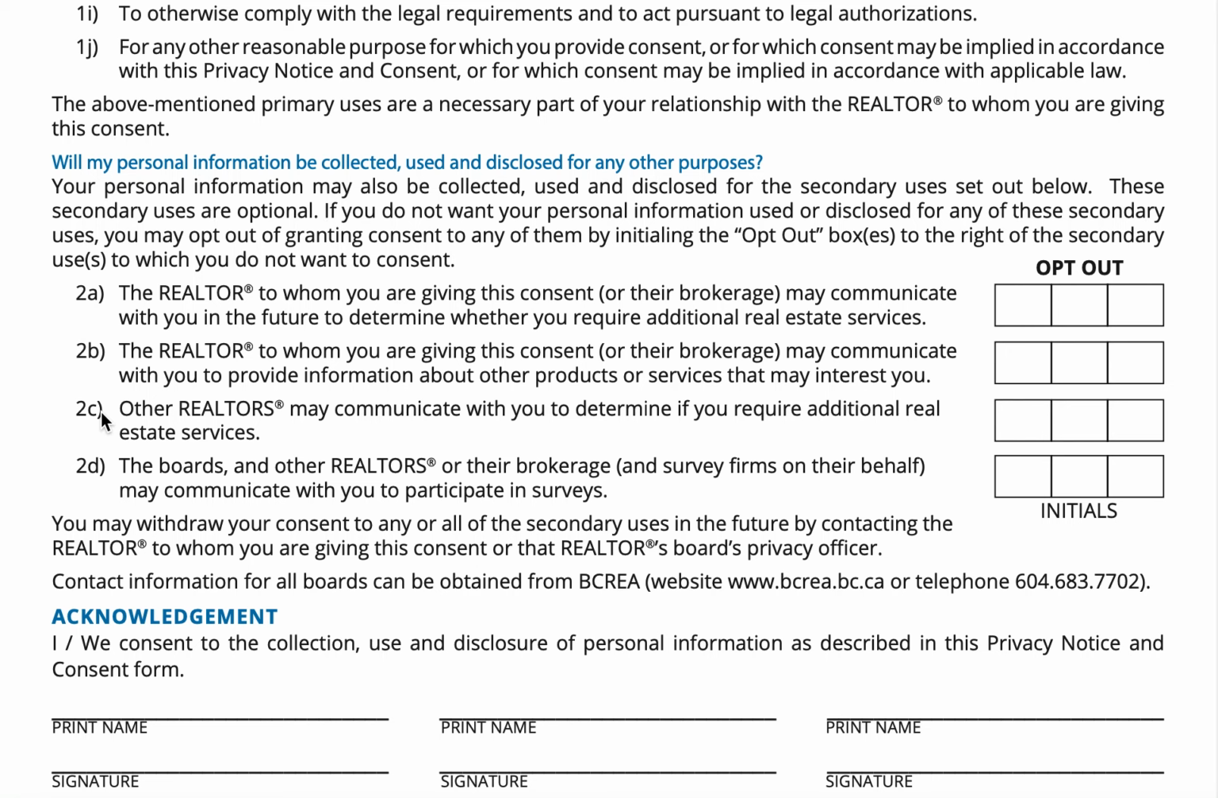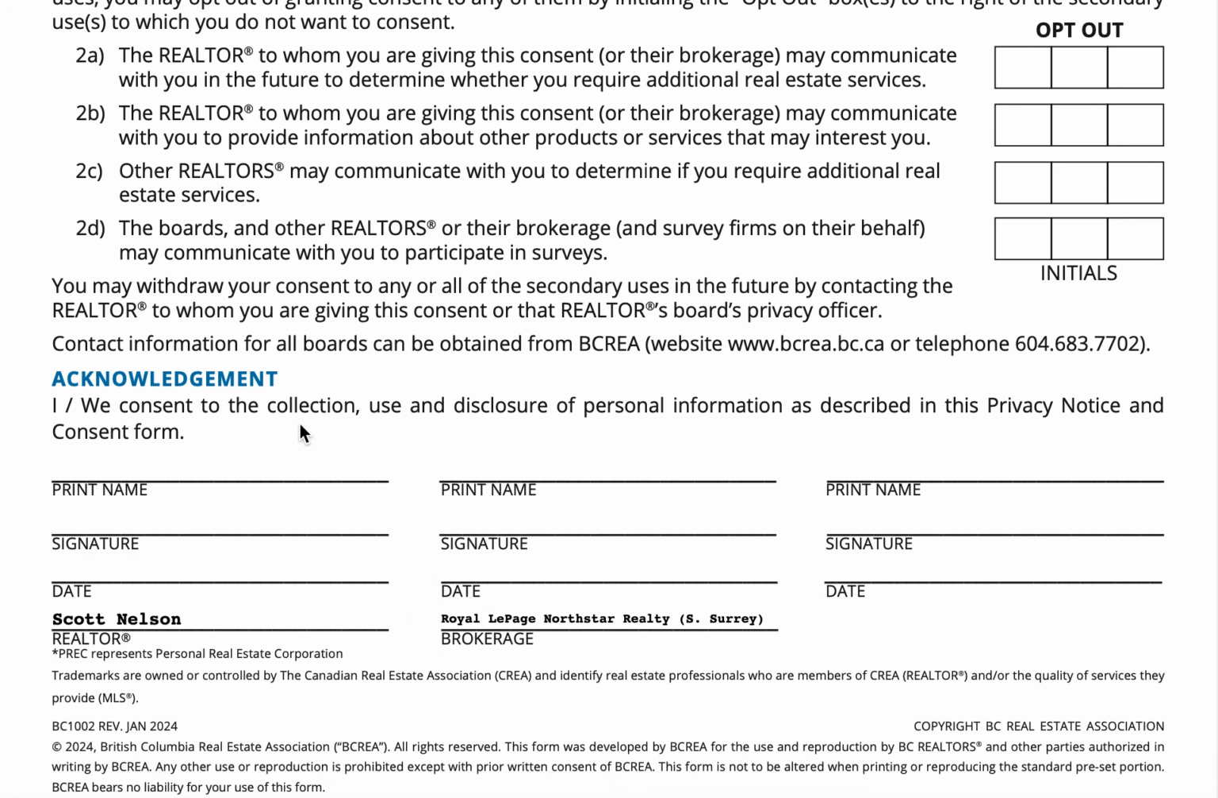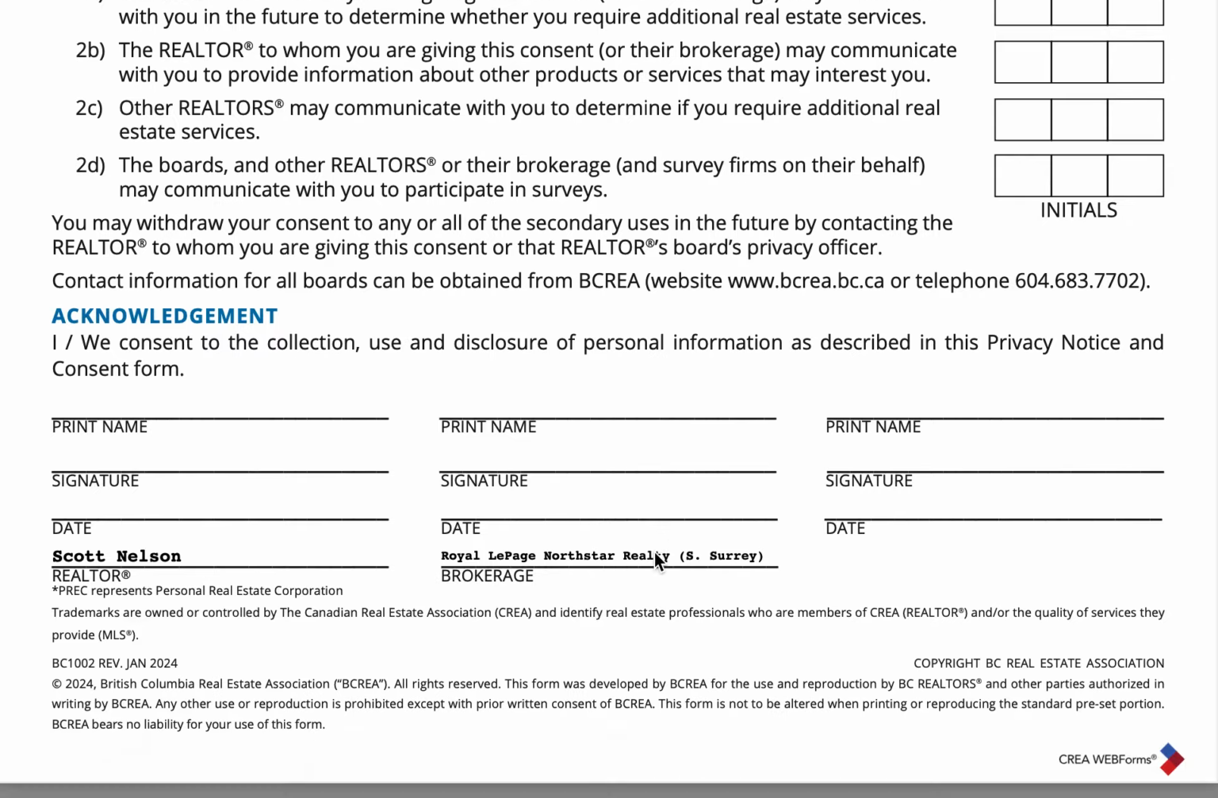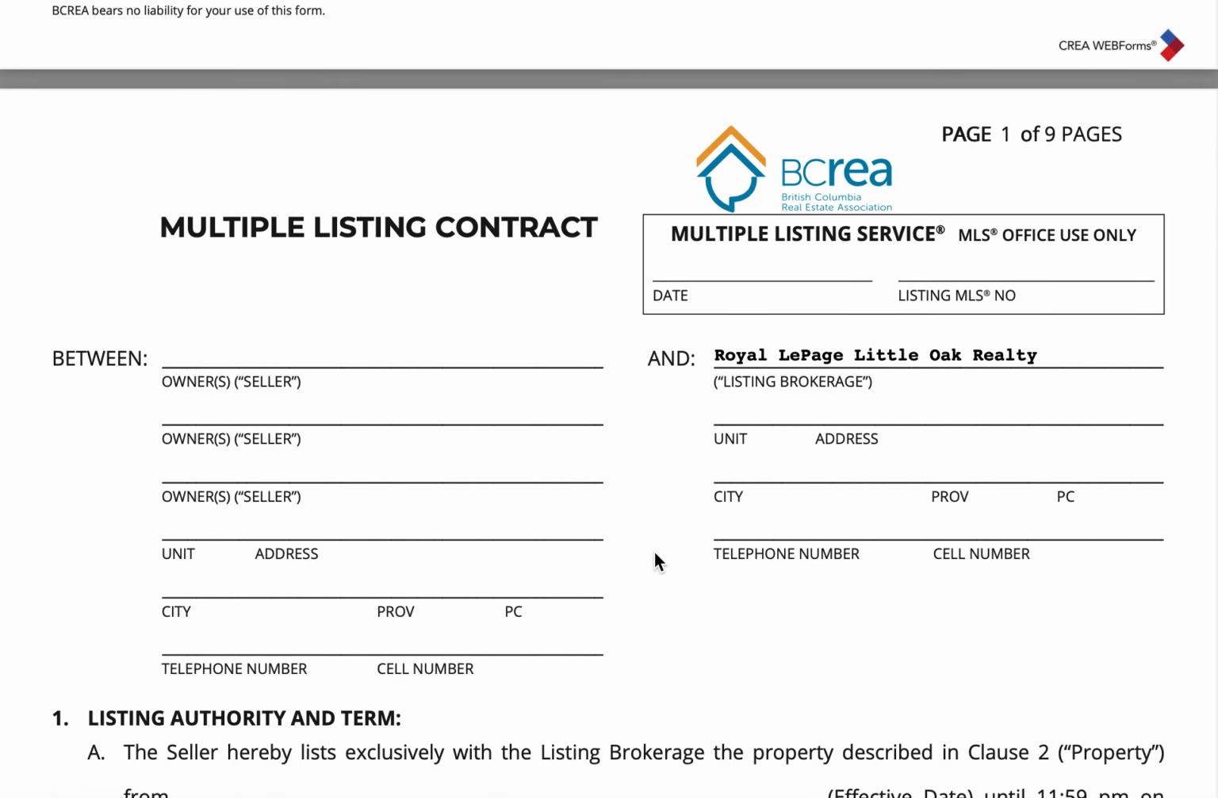C, other realtors may communicate with you to determine if you require additional real estate services. Lots of my clients initial that. And D, the boards and other realtors or their brokerage and survey firms on their behalf may communicate with you to participate in surveys. Generally, most of my clients don't want to participate in surveys, so we initial there. Your names will be printed, you will sign, you will date, and that form is done. It's very simple. The next form is the multiple listing contract.